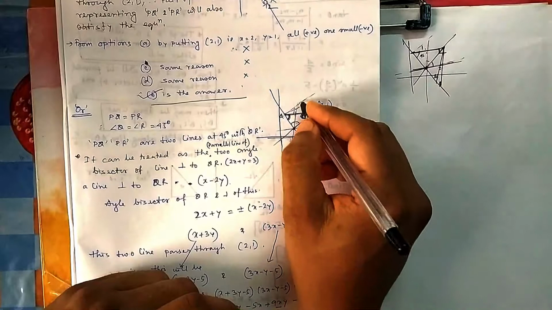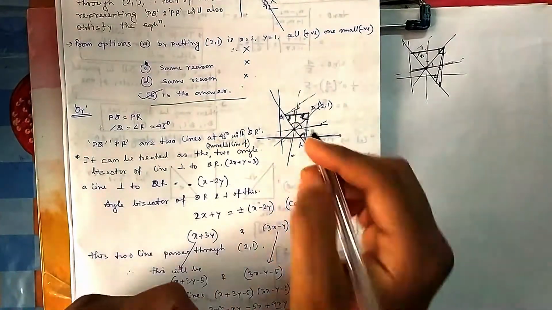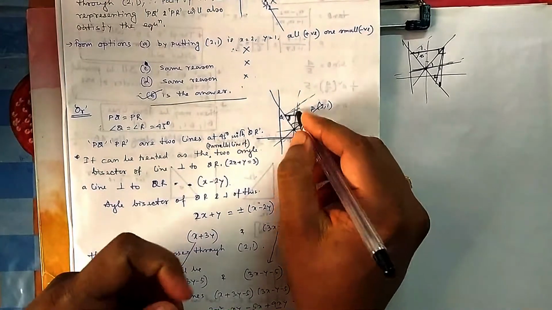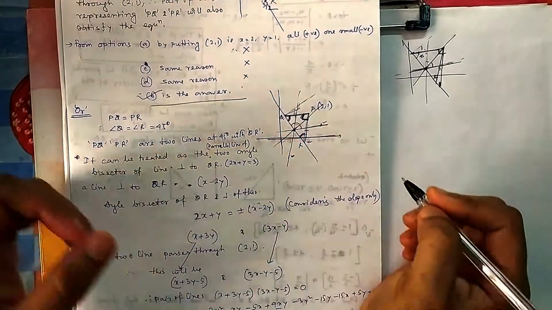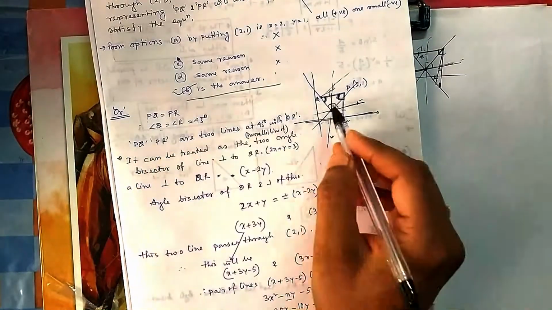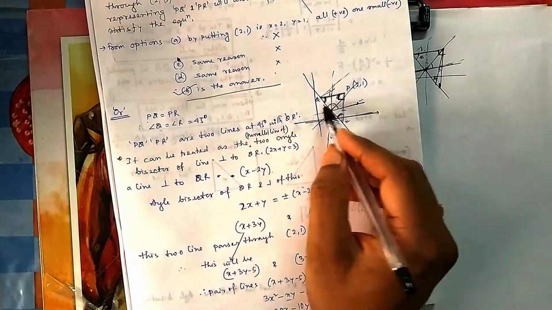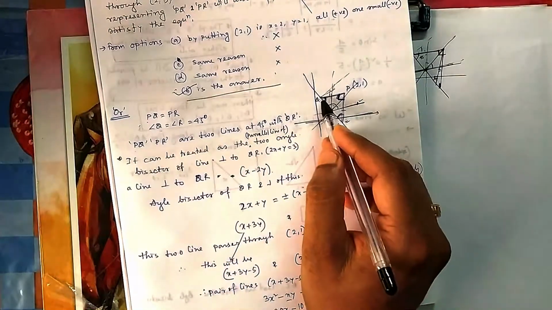So these two lines, if I can find the perpendicular bisector of this line and this line, that will be parallel to your PQ and PR. That is the idea. So that's what I have written here, PQ and QR. Both these angles are 45. So PQ, PR are the lines at 45 degrees with QR.